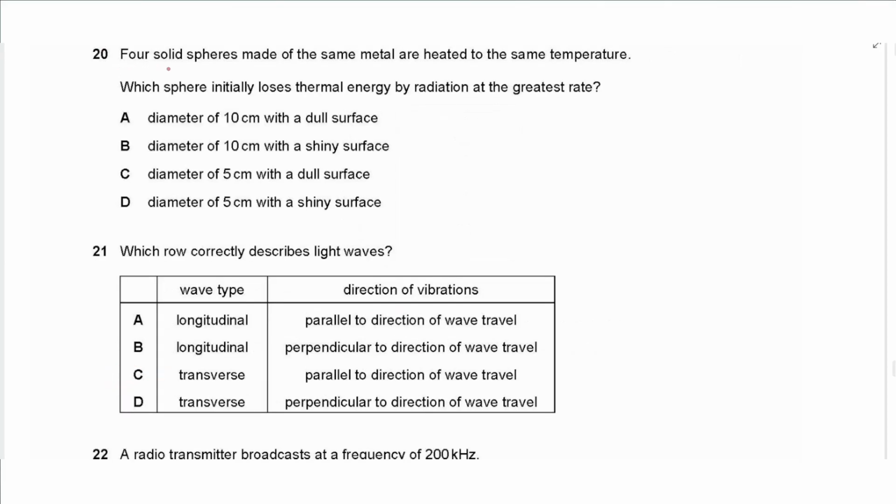Question 20 says 4 solid spheres made from the same metal are heated to the same temperature. Which sphere initially loses thermal energy by radiation at greatest rate? So greatest rate of radiation happens when the temperature is high, or the surface has a dark color or dull surface, or when the area is larger. So diameter, that's about area. So we need the larger diameter, not the smaller one. And a dull surface, not a shiny surface. So the answer is A.